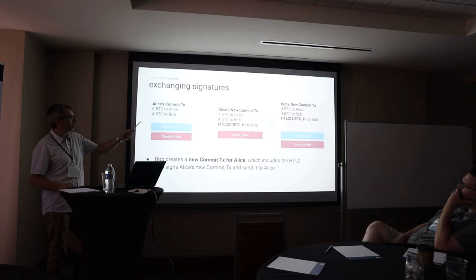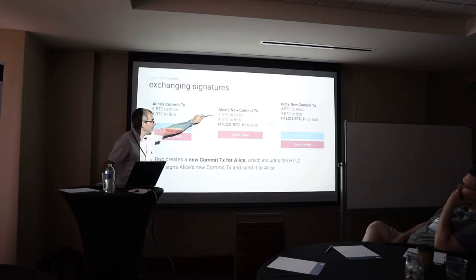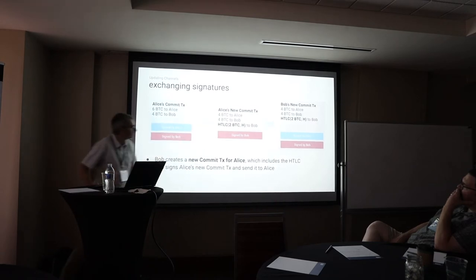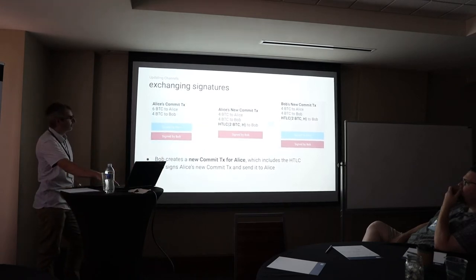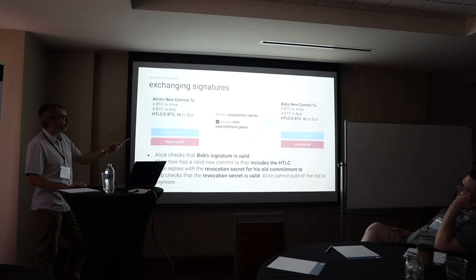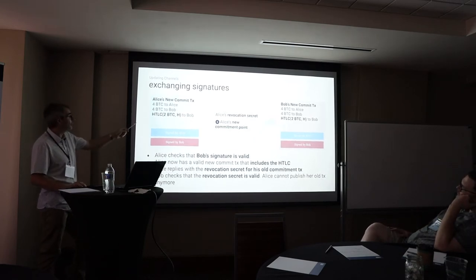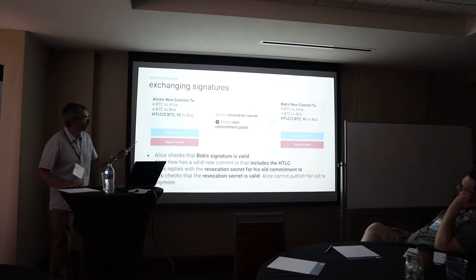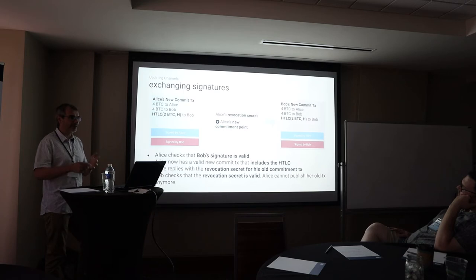And Bob will sign Alice's new commitment transaction. And it does the same. He moves 2 bitcoins from Alice's output to a pending payment. Signs it. Alice will do the same. She sends her revocation secrets to Bob, so she can't use the old transaction that gave her 6 bitcoins. And a new point for revocation keys that change all the time.